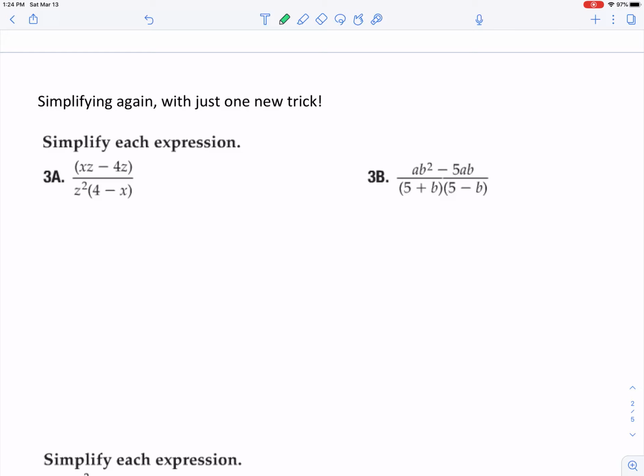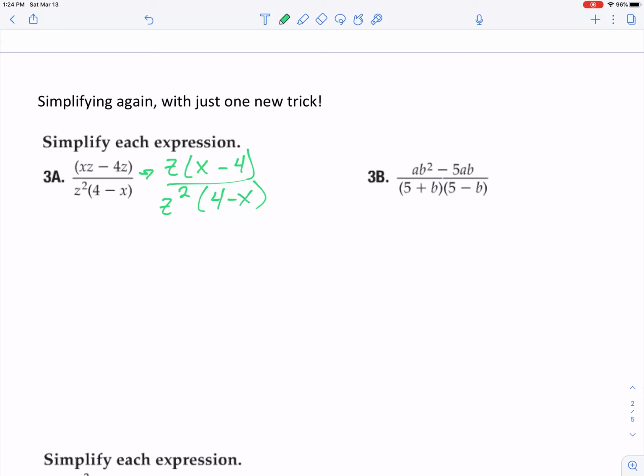So step 1 is to factor everything. This time, instead of having a trinomial to factor, I just need to pull a z out of the top. So z times (x minus 4) and z squared times (4 minus x). Now I'm pausing for a second because I can see that x minus 4 and the 4 minus x are really closely related.